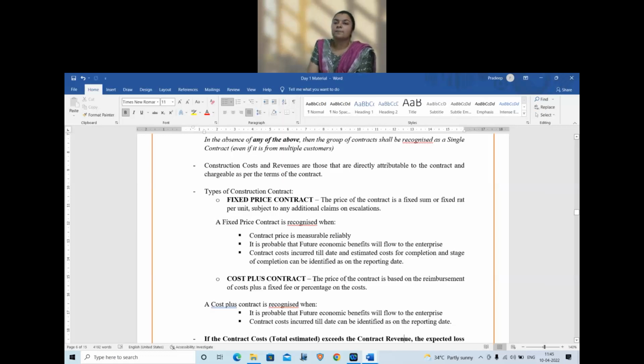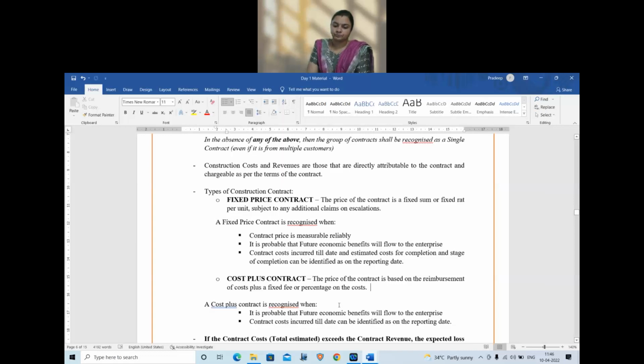Next, cost plus contract. What is a cost plus? The word itself says it is a value beyond cost. The price of the contract is based on cost, which is reimbursement of the cost, plus a fixed fee above the cost. They can say cost plus 10,000 rupees or cost plus 10% of the total cost. So it will either be cost plus a percentage or cost plus a fixed amount. Any of this is called a cost plus contract, where the price is based on cost and not a fixed sum in advance.